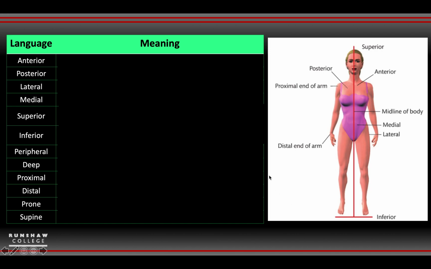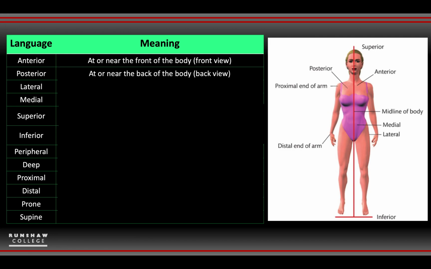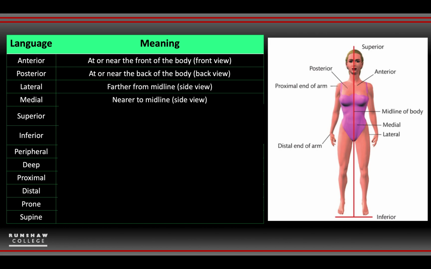Okay, so let's have a look at the different meanings of our human body. What we've got to try and remember are the different anatomical terms of where things are. Anterior, posterior is all based on the front of the body and the back of the body. Lateral, medial relates to the midline. So if we were to draw a line down the middle of the body, how close certain things are.